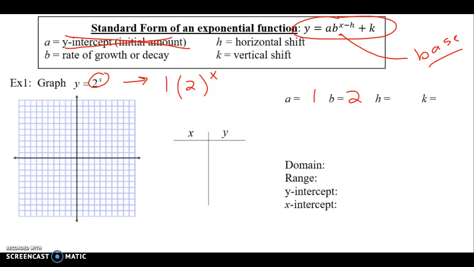Okay, what is h? Is there anything added or subtracted from x? No, so it's 0. And is there any k value out back of this graph? No, so k is 0. So if it hasn't moved up or down and it hasn't moved left or right, it's usually centered around the origin at 0, 0. Okay, so let's see what happens here. I want you to plug in -2, -1, 0, 1, and 2.